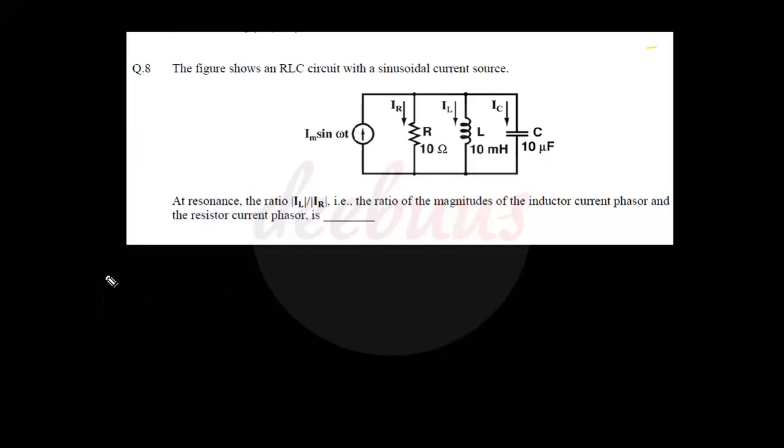We know that at resonance, IL or IC becomes Q times, where Q is the quality factor, Q times the resistor current. So here we have to calculate IL by IR, and it is given as the magnitude part, right?